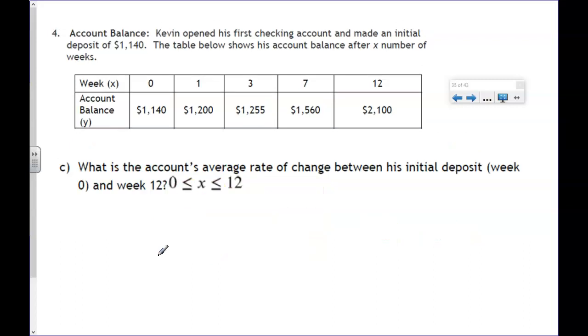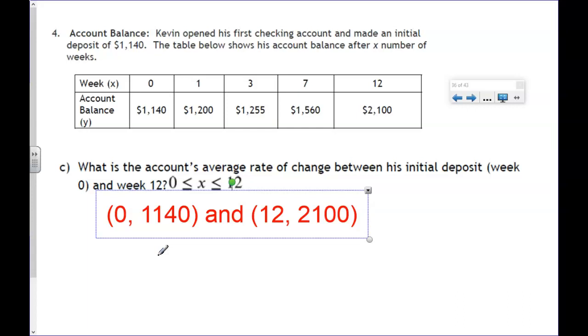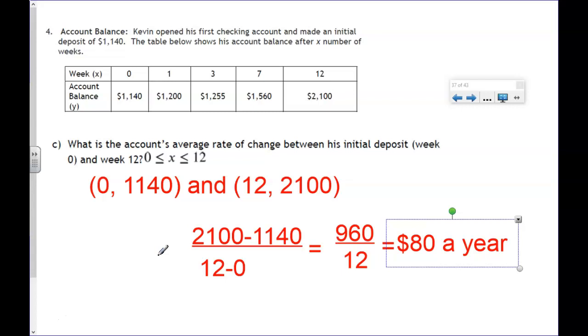For C, we're looking at between 0 and 12 weeks, what is the average rate of change between those? So we're focusing on 0, 1,140, and 12, 2,100, and trying to find out what is the average rate of change between those 2 weeks. When I figured it out, I got $80 a year. When I found the difference of the y's over the difference of the x's, I got $80 a year.